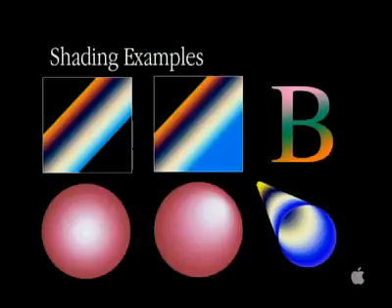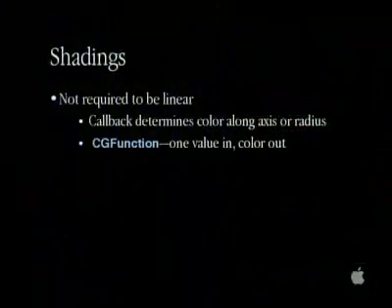So you can do a number of interesting little effects with shadings. But the key things are things like gradients, linear gradients, very useful. Certainly circular shadings can be useful in a lot of cases as well. So as I mentioned before, they're not required to be linear. Your callback can be anything complicated that you want. The key thing is that we're going to pass you a value between 0 and 1, which is the distance along the axis that you specify, the scale distance.